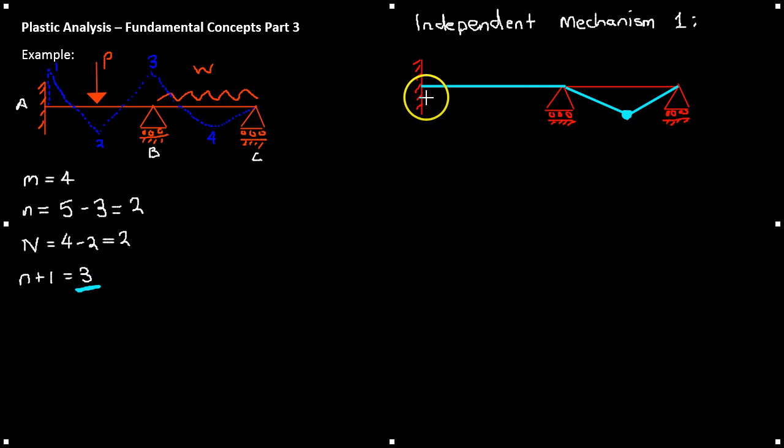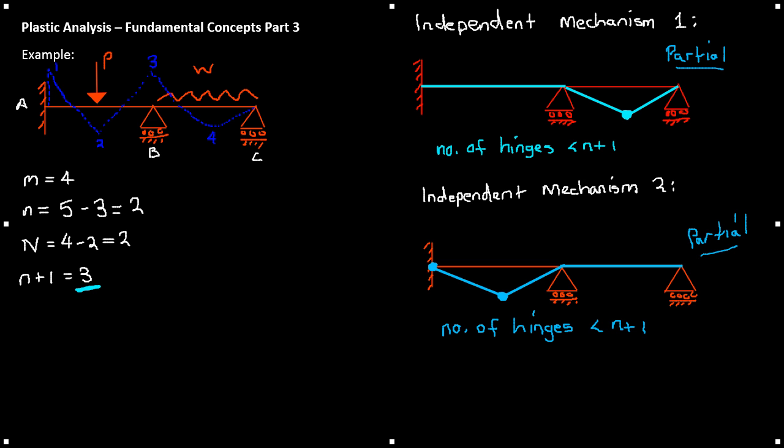So in this scenario here, mechanism 1, this is an example of what it could look like. We have 1 hinge. Only BC has collapsed, and we know that the number of hinges is less than n plus 1, so 1 is less than 3, therefore we have partial collapse. If we look at another mechanism for partial collapse, here we have 2 hinges, and again 2 is less than 3, therefore it is partial collapse.